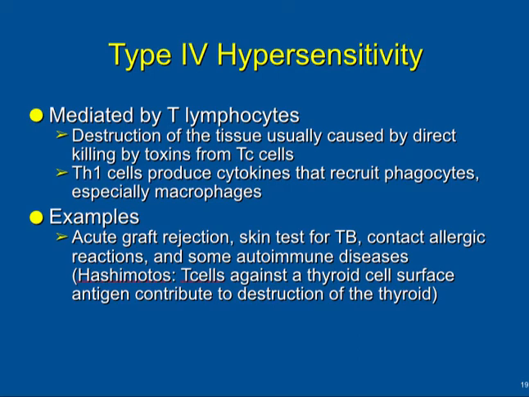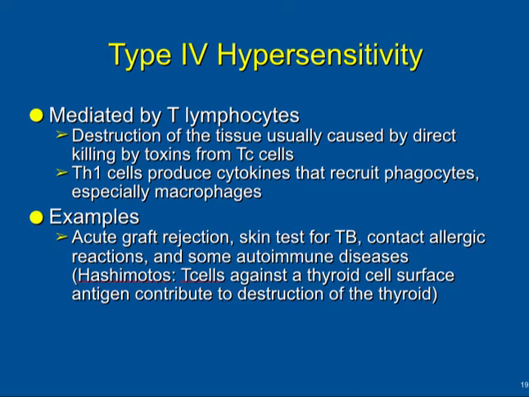Type 4 hypersensitivity is a little bit different. This is mainly mediated by T lymphocytes, so it's not where you have an antigen-antibody complex. Instead, you get tissue destruction directly by those T cells. A lot of times, you also have cytokines that recruit phagocytes and macrophages, which all go to that area and cause tissue damage.